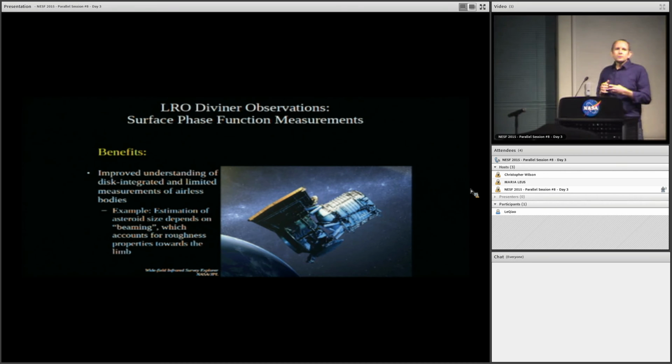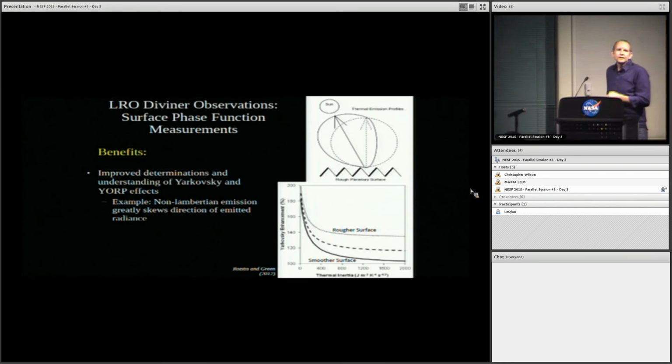And when you don't have resolved data of say an asteroid or whatever, you just have a single spectral point, you're basically getting an integration of the entire body. And as you go off to the limb, you're looking very much off nadir, and surface roughness has a big effect on that measurement. It's commonly called beaming, and characterizing that beaming is fairly crucial for understanding more or less how large of an object you're looking at. So we'll have a better understanding of how beaming works and how surface roughness affects these measurements.